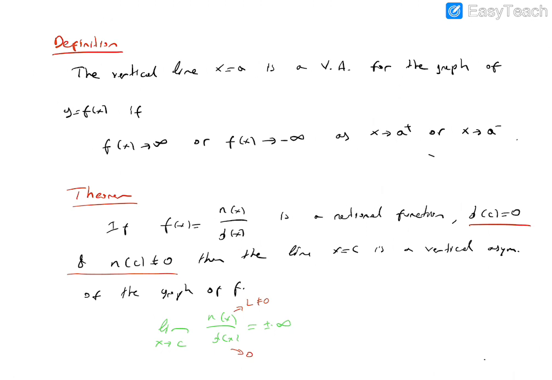If n of x and d of x both equal 0 at the point c, then we have a 0 over 0 indeterminate form, as we mentioned before.